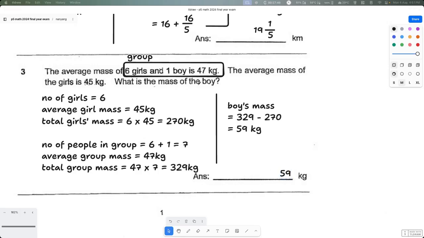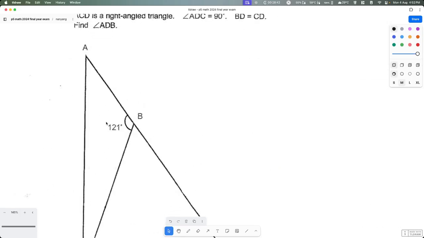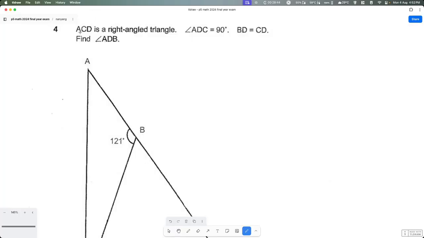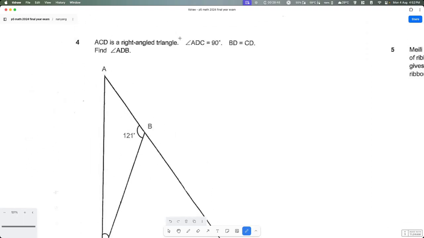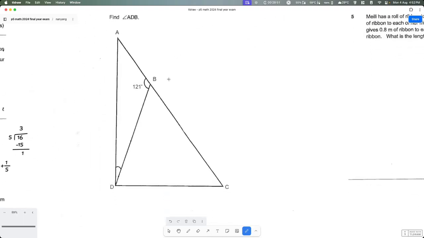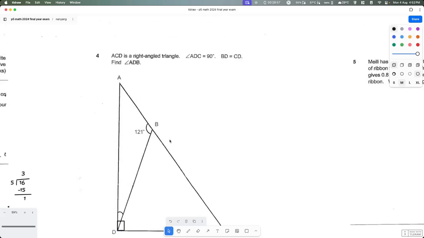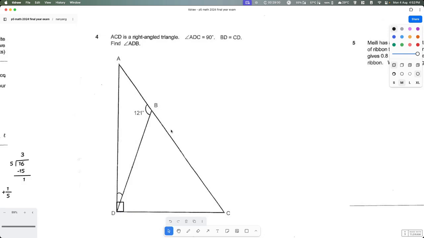All right, let's move on to question number 4. ACD is a right angled triangle. ADC over here is 90 degrees. Let me zoom out. This is a very big triangle, so I'm just going to put a little square over here. Then BD and DC are the same. So I'm going to draw a line like this, a straighter line, like this.